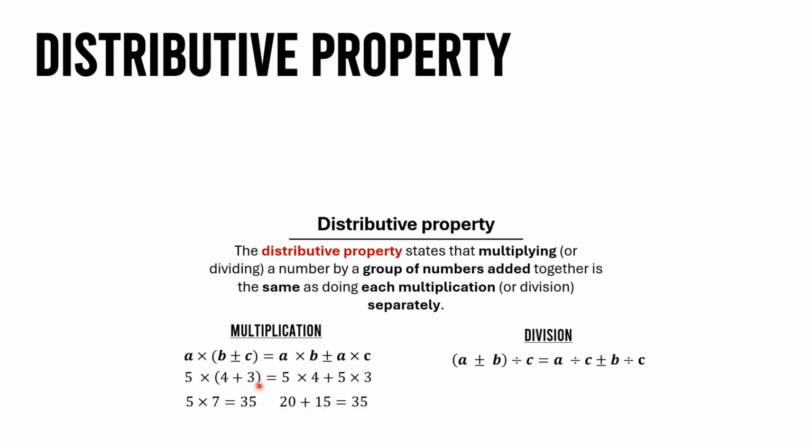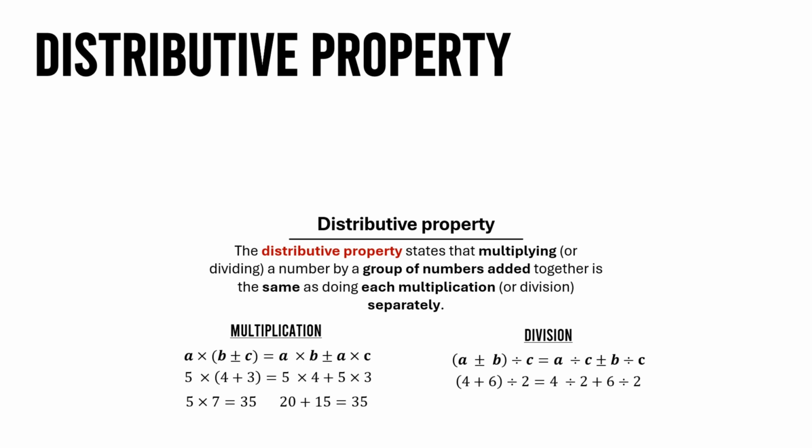The result is the same whether we do the addition first in parentheses or if we separate the calculations in multiple multiplications. 4 plus 3 is 7, while here the result is still 35.